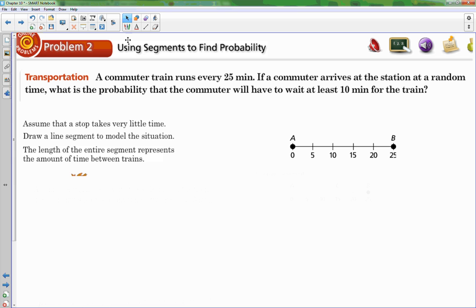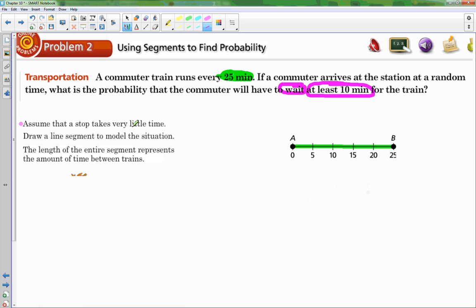All right, next question. A commuter train runs every 25 minutes. If a commuter arrives at the station at random time, what is the probability that the commuter will have to wait at least 10 minutes for the train? So because we're at 25-minute segments, our line segment total is going to be 25. At least 10-minute wait is what we're focusing on.